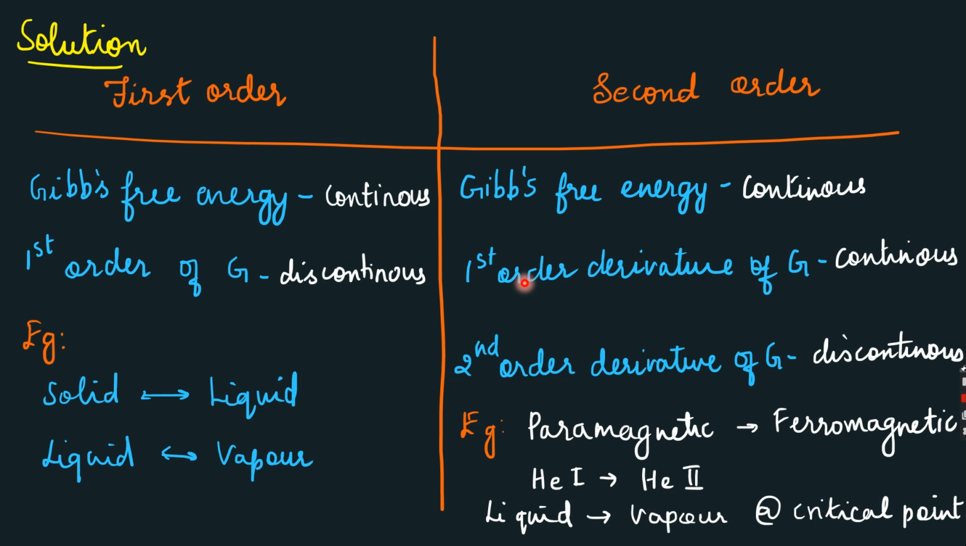And the examples are paramagnetic to ferromagnetic, helium 1 to helium 2, and liquid to vapor transitions at the critical point. Okay, so remember these examples. Wherever you have any question regarding these examples, you can just identify whether it is a first order transition or second order transition, and you can check out which is continuous and discontinuous.